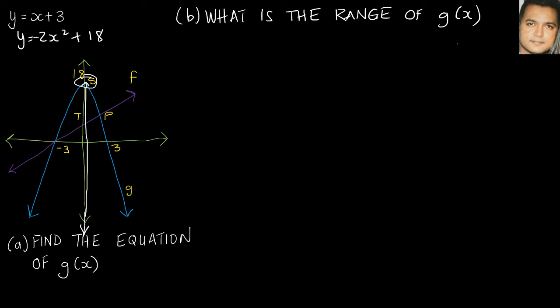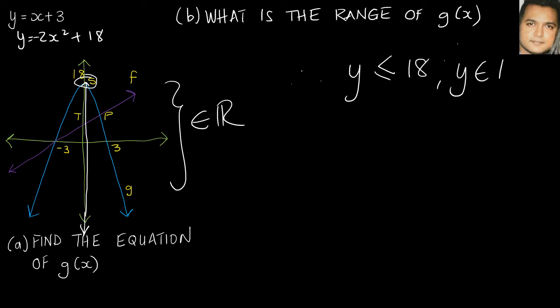So the range would be all the numbers that are 18 and below. All the numbers means that y will be an element of real numbers because we are using every number. So therefore our answer would be y is less than or equal to 18, because we're stopping at 18, and y is an element of real numbers.